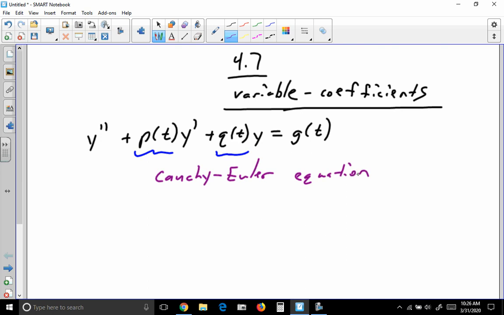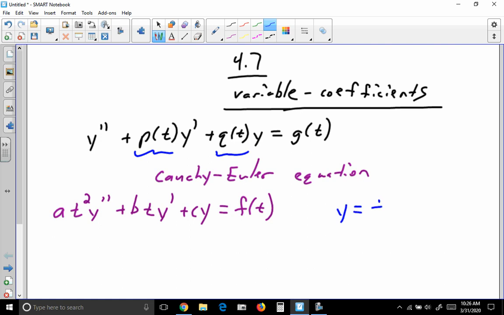So in the Cauchy-Euler equation, it's going to always be in the format a t squared y double prime plus b t y prime plus c y equals f of t, where f of t could either be 0 if it's homogeneous, or it could be a function if it's non-homogeneous. And for this particular equation, our solutions are going to be in the format t to the r.